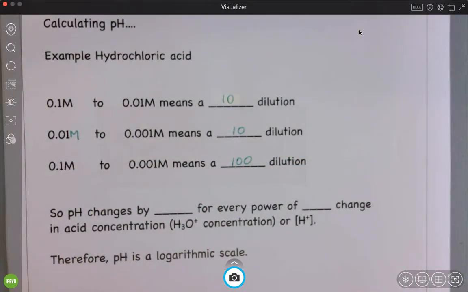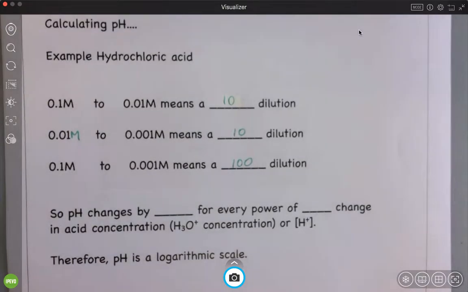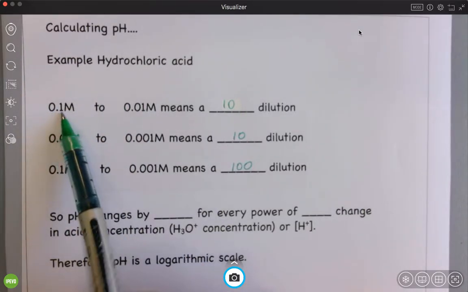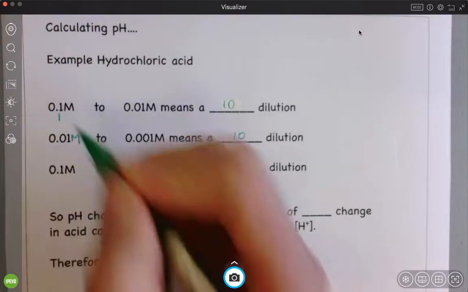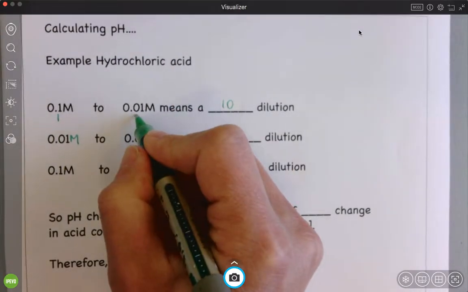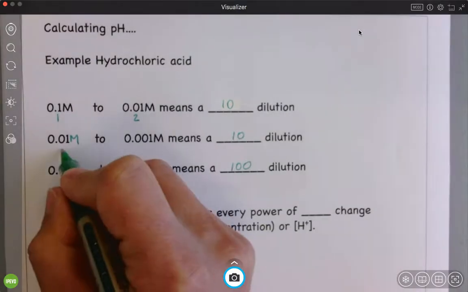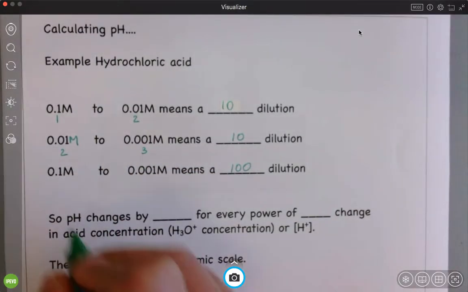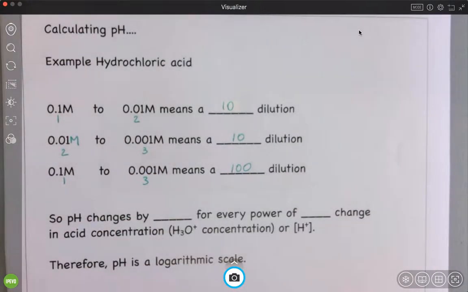Okay? Now, I know we didn't all get the results that we were hoping for, or any results at all, as a matter of fact, but if we had a hydrochloric acid solution of 0.1, that should have been around the 1 mark, theoretically. If we had a 0.01 solution, it would have been around 2. And 0.001 would have been around 3, okay? And then the third one would have been 1 to 3.